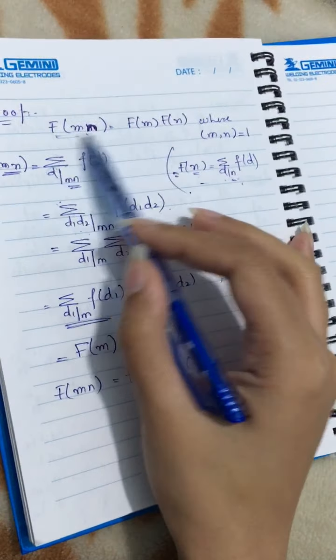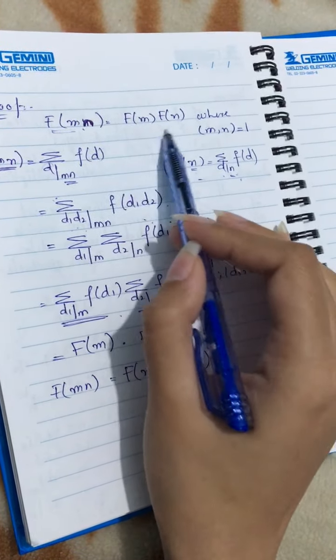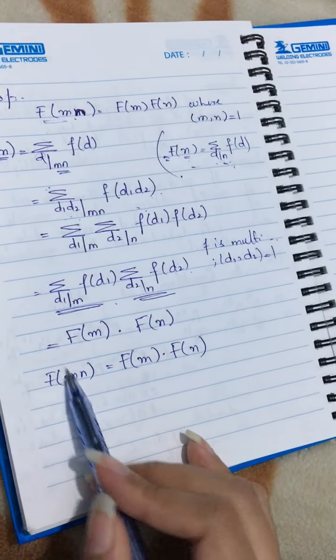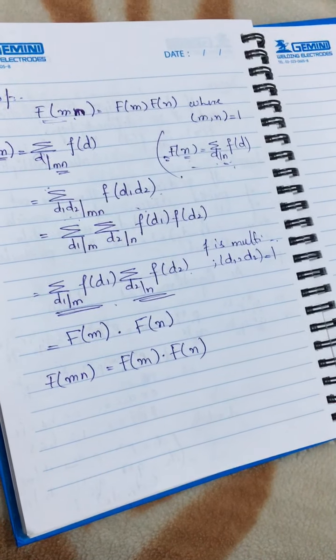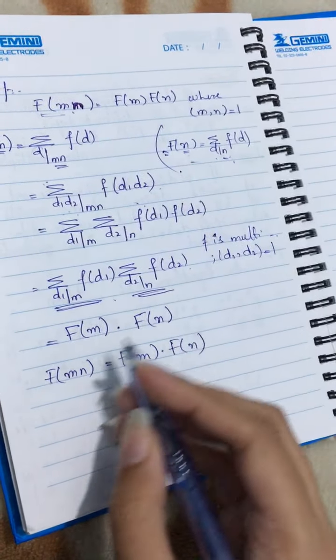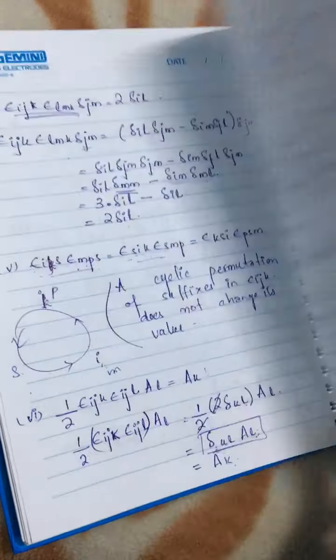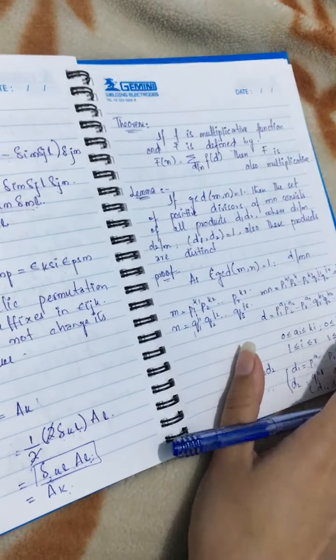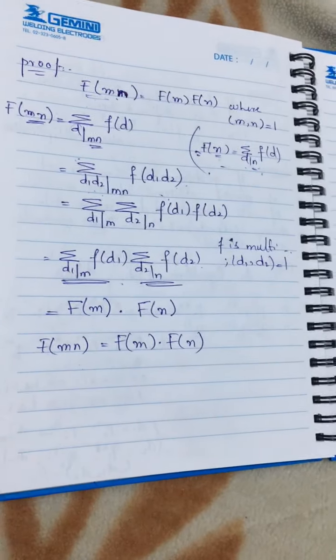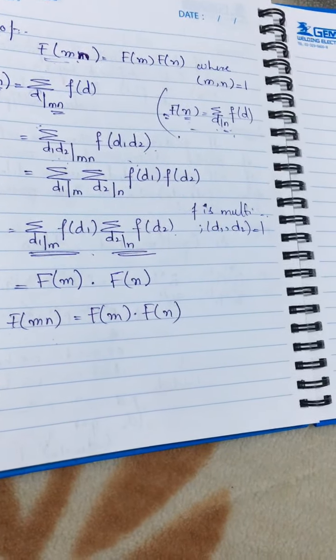This is basically the definition of a multiplicative function. So here I proved that capital F is a multiplicative function, because small f is multiplicative. So this is the proof of this theorem.